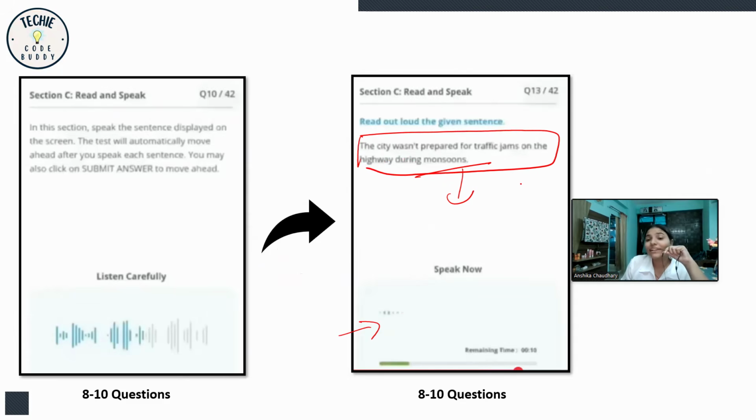And see guys, there will be a timeline for speaking, right? Within 15 seconds or 12 seconds or 10 seconds, you need to speak. So please don't be too slow and don't be too fast, because time is enough. If you read this with a good, normal pace, you can easily do it.